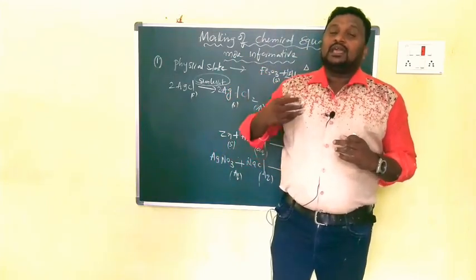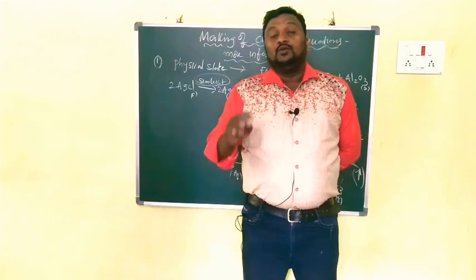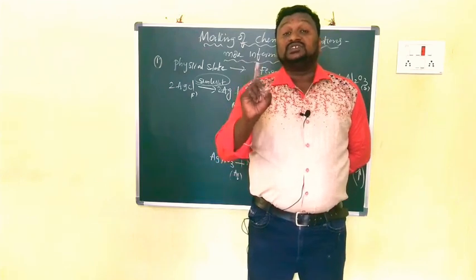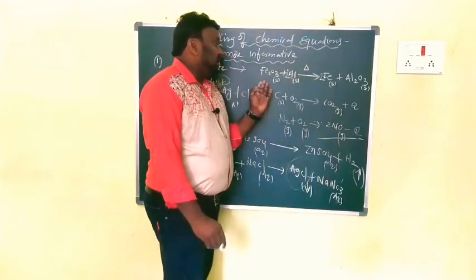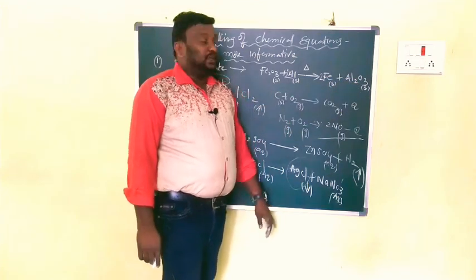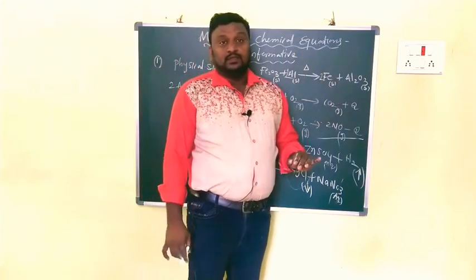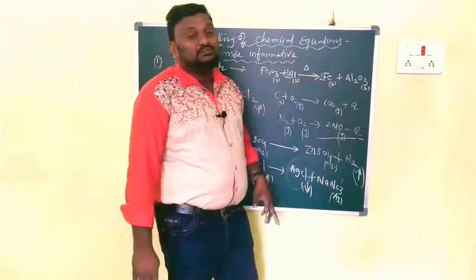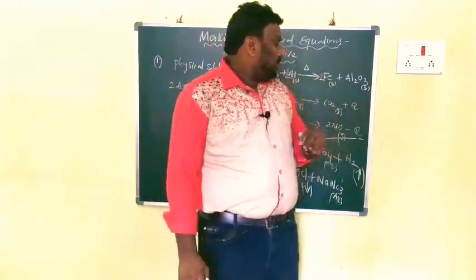To make the chemical balanced equation more informative, we have to follow 4 characteristics. The first one is that we have to mention the physical state of the reactants and products. For that I gave one example here, Fe2O3 plus 2Al gives rise to Fe plus Al2O3. In that equation we have to mention their physical state. All are solids here. To do the chemical reaction we have to supply some heat energy. That's why delta represents the heat energy supplied, temperature.